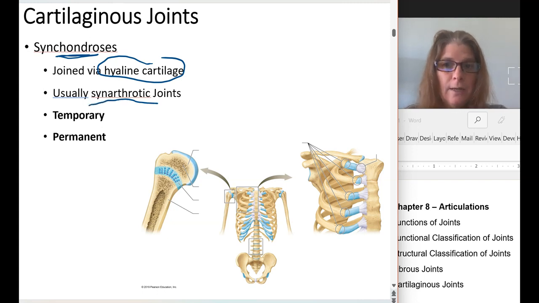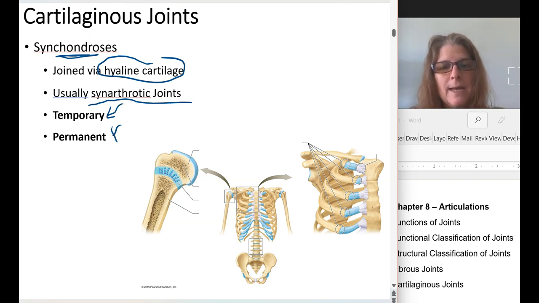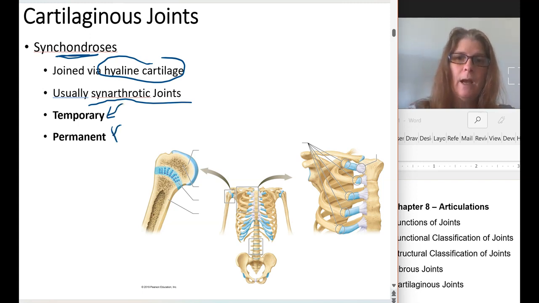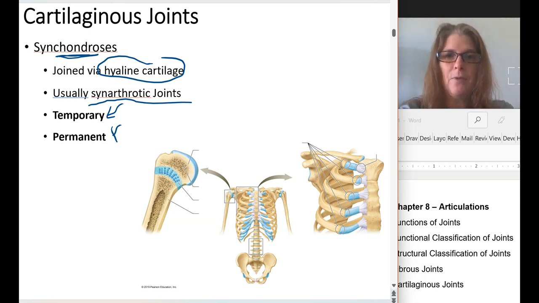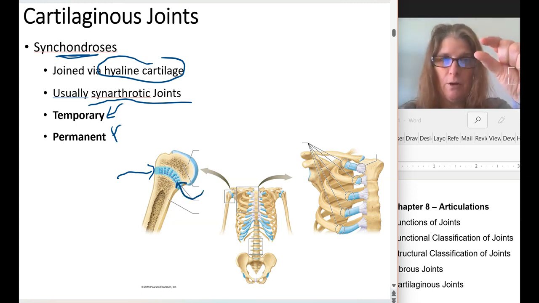They are usually synarthrotic. They can be amphiarthrotic. But the thing you see here is that some are temporary and some are permanent. Now, we just briefly talked about the temporary one. Remember, if you look at the growth plate, the epiphyseal plate, that's where bones grow. That's how long bones get longer. And that was a layer of hyaline cartilage. It was like a little thick layer of cartilage there.